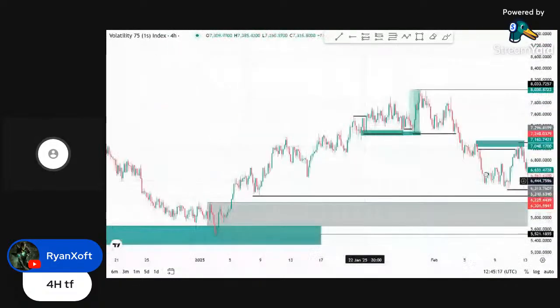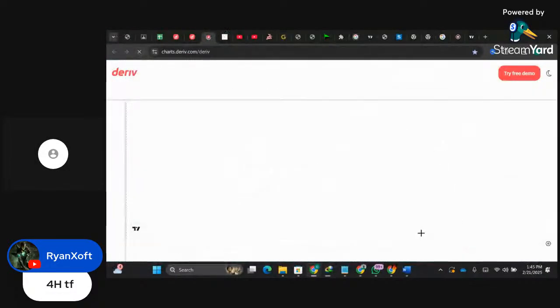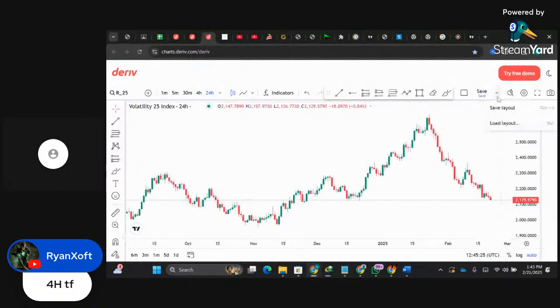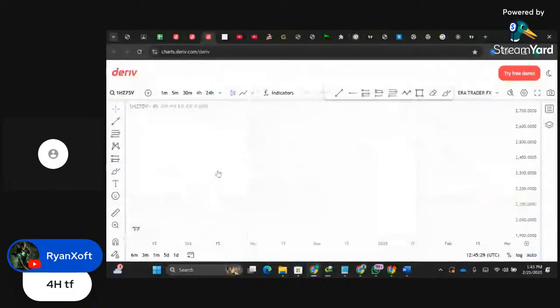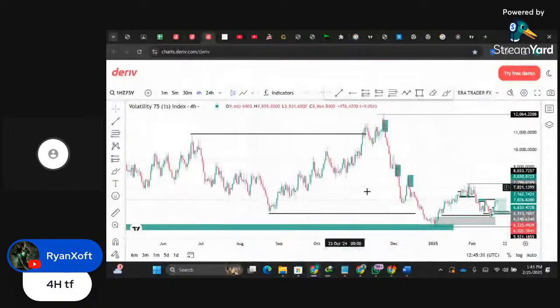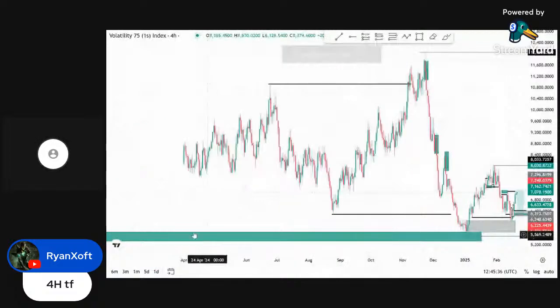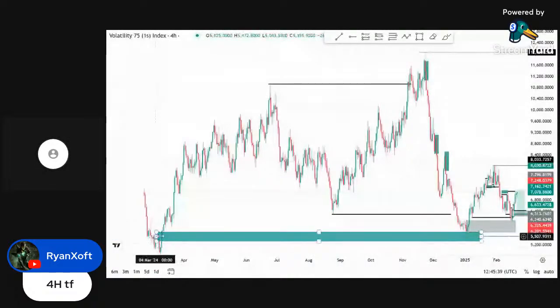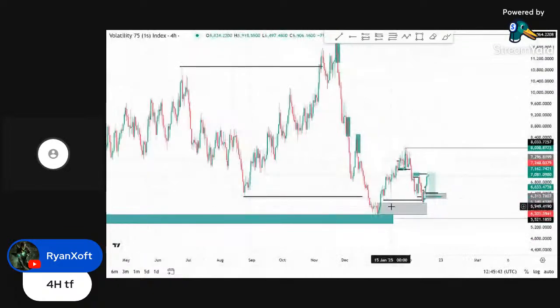Oh, the network is really slow. Yeah, but this is it. This is the setup. So what I'm looking for is a buy, because I saw something previously here, which is this breaker block or mitigation block, whatever, making this price react to this point.